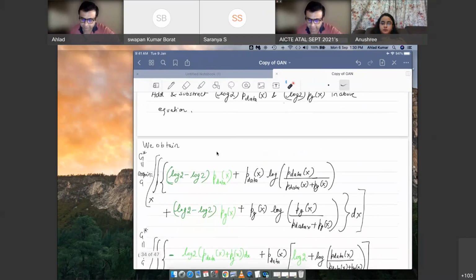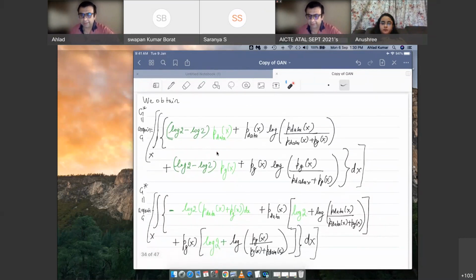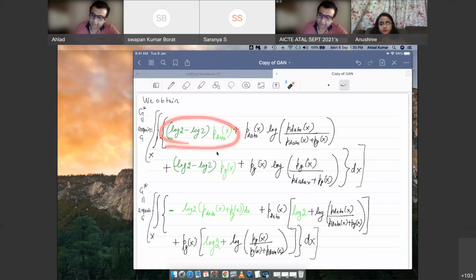So if you do that, you can see whatever is added and subtracted is written in different colors. So you can immediately realize what is the additional thing that we have added here, and it's not changing the complete expression, because somewhere or the other you are adding and subtracting the terms. So this is the first term which we have done. This is the second one.